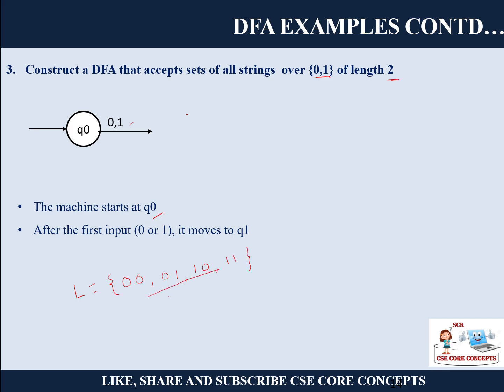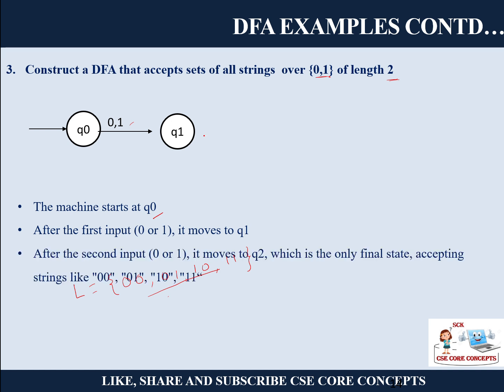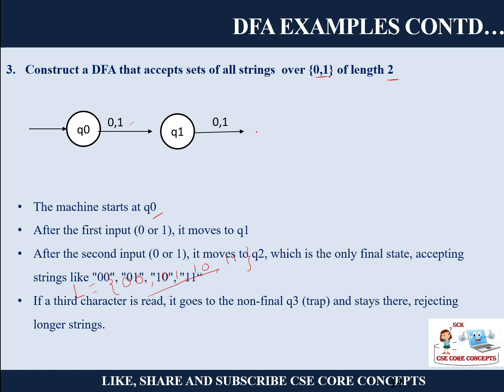So either you put a 0 or a 1, you will go to the next state, right? Thereafter, again, if you put a 0 or a 1, you will go to the next state, that is the final state. So here, if I am giving the string 10, so here it is 1, accepted, go to the next state. Here it is 0, accepted, go to the final state.